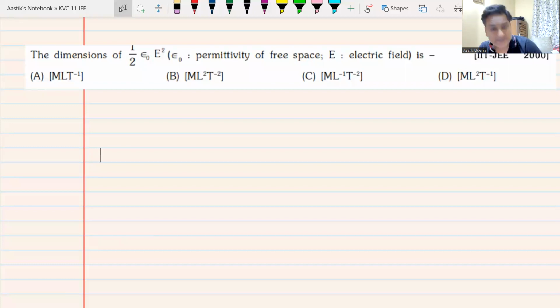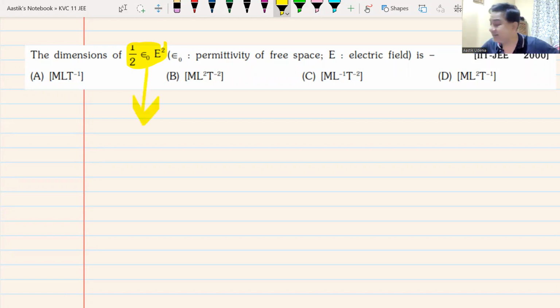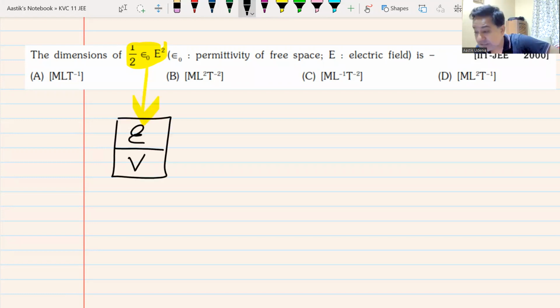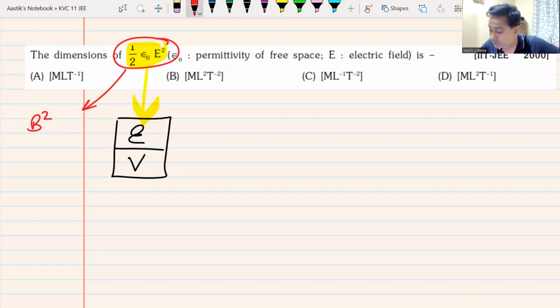The dimension of half epsilon naught E square. Now, the only problem is we have not heard these terms. We will get to know about these terms in your 12th standard. Half epsilon naught E square has a dimension of E by V, where E stands for energy and V stands for volume, and you will be doing a lot of questions based on this. The other brother of this thing is B square by 2 mu naught.